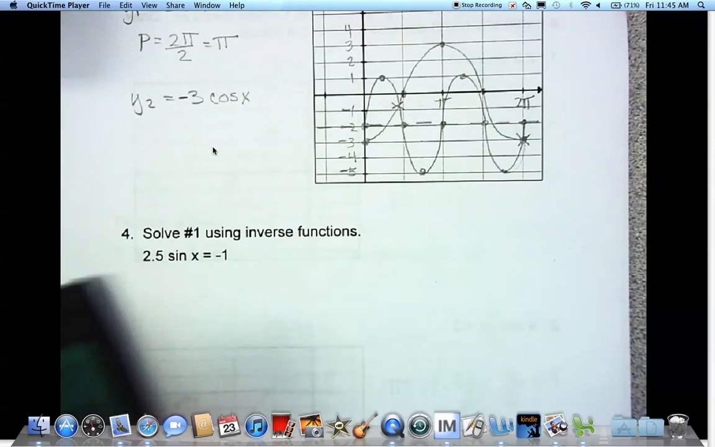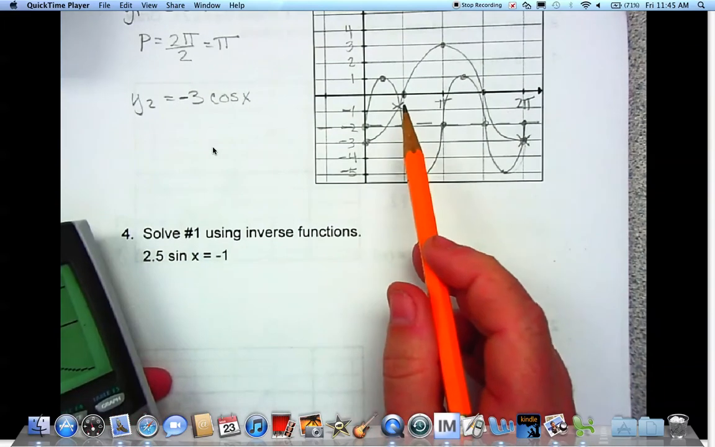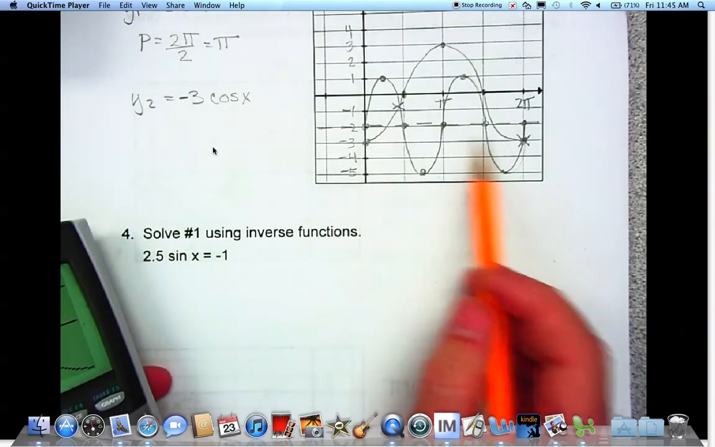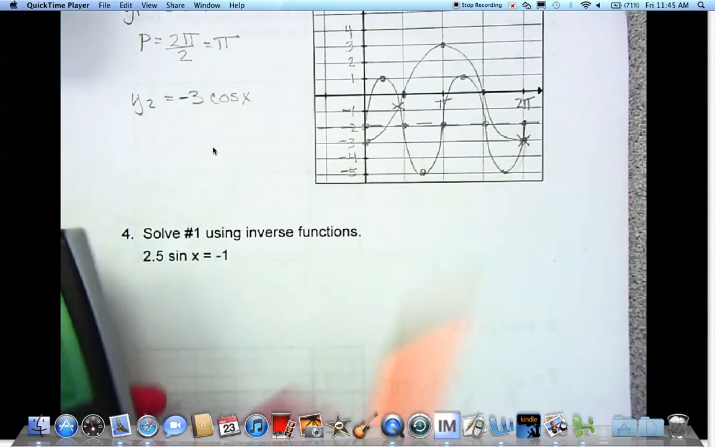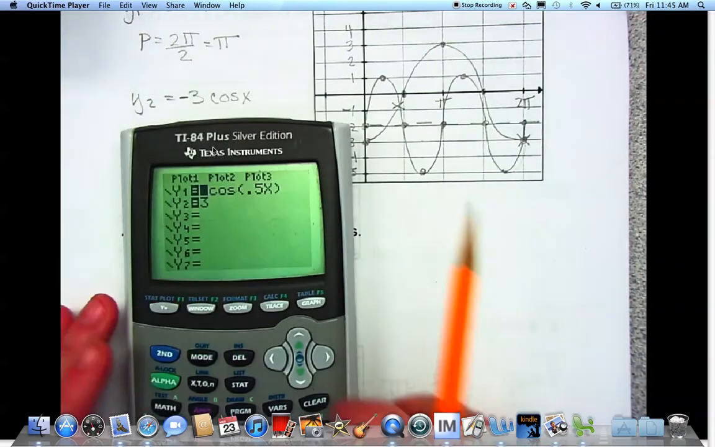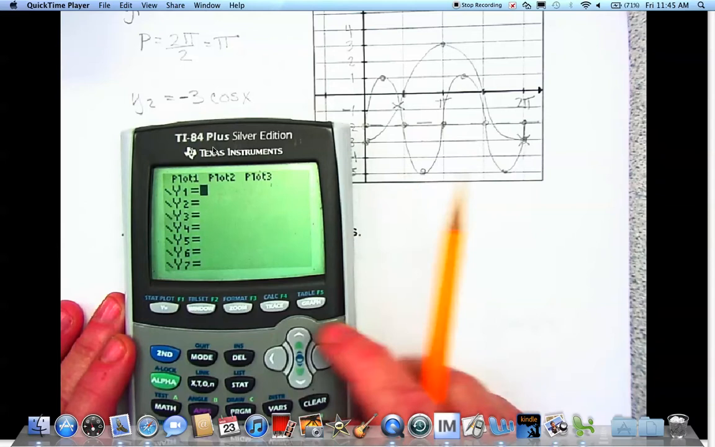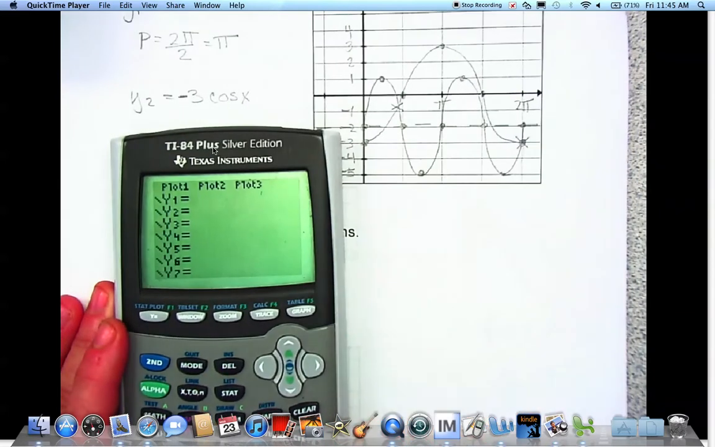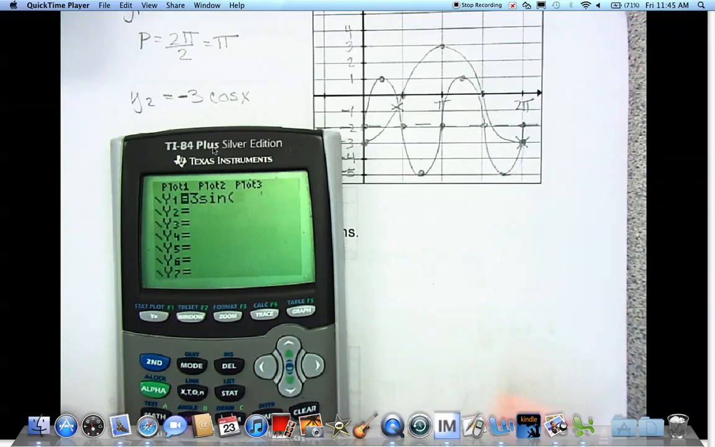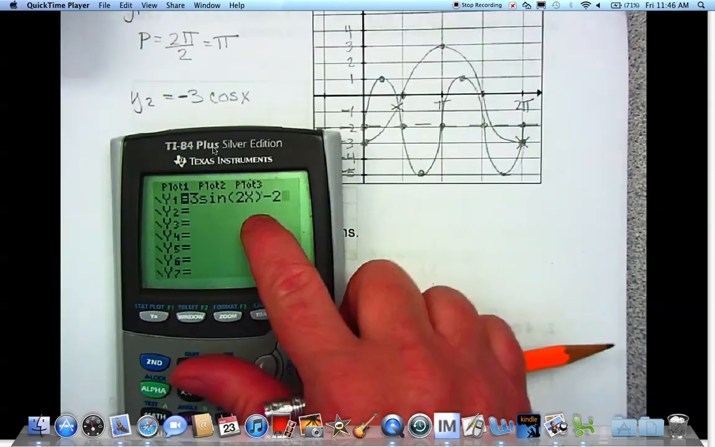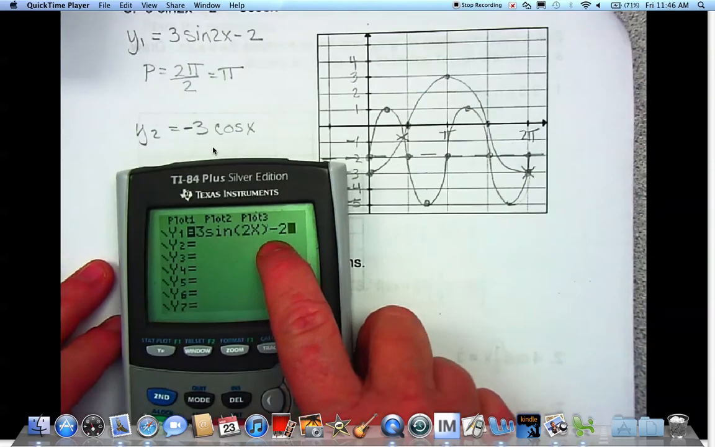There are 2 intersections, right here and here. If you can't tell, you can look at the graph when you put it in your calculator. Also, if you get confused about your graphing, you can put it in the calculator first and see what it looks like. Just make sure you're putting it in correctly. Put parentheses around that 2x and then -2.